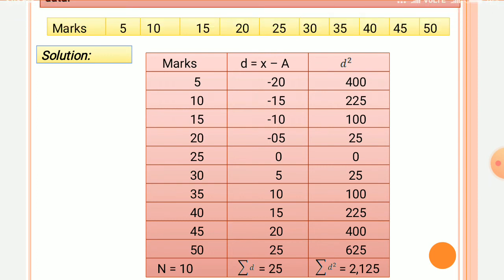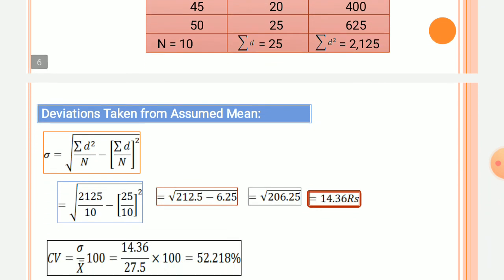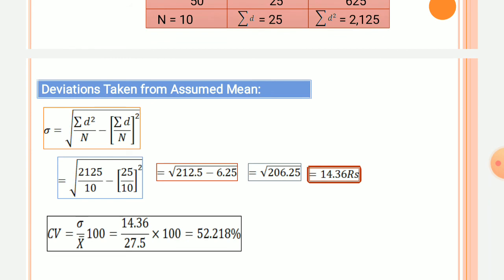Now sigma d is equal to 25, and sigma d square equals 2125, and n is equal to the number of items, 10. So the deviations are taken from the assumed mean. When we take deviations from the assumed mean, the formula to calculate standard deviation is sigma equal to root of sigma d square by n minus sigma d by n whole square.